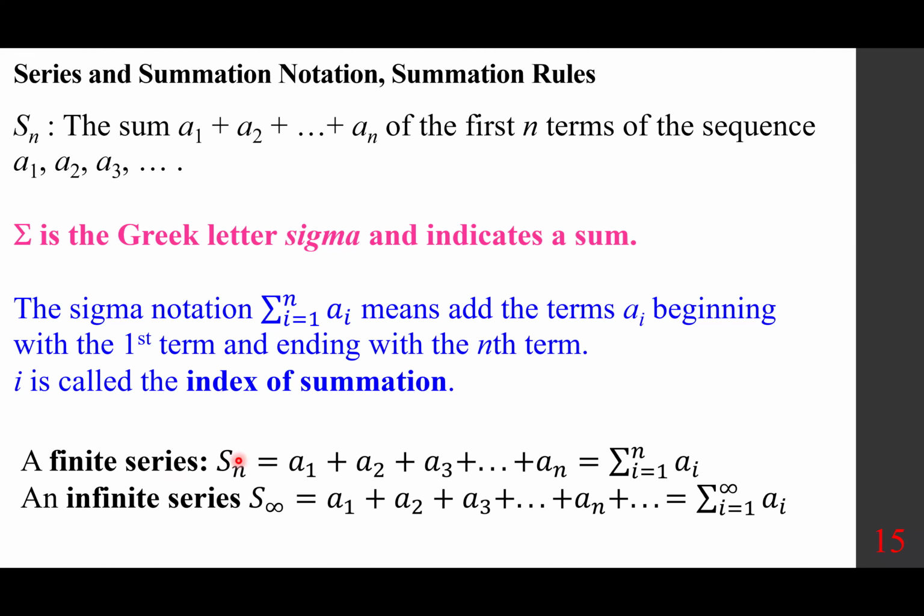A finite series S sub n is a sub 1 plus a sub 2 all the way to a sub n, and we write this as the summation of a sub i as i goes from 1 to n. An infinite series S, and normally we use S sub infinity, is a sub 1 plus a sub 2 plus a sub 3, and it goes to infinity, is the summation i going from 1 to infinity of a sub i. And by the way, you can say a sub j and use j here, or sometimes they use a sub k and use k here. So it means the same thing.